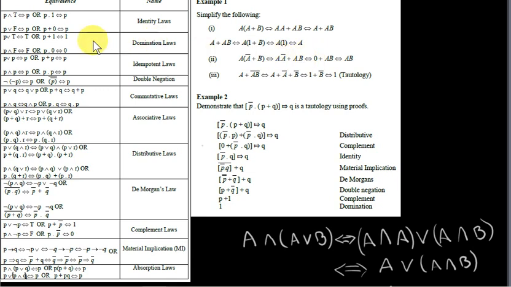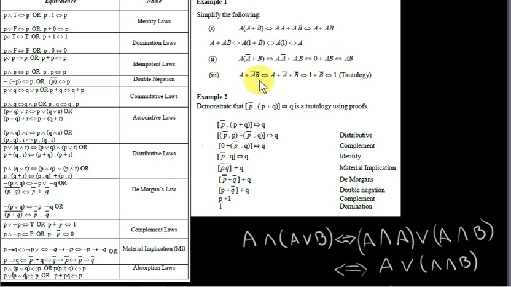Now if we look this up, it's one of the identity laws. P or 0 is equivalent to P. So that's what we're applying here, where P in this case is AB. So AB or 0 is just AB. This just behaves like ordinary algebra. If we add 0 onto a number, we don't change the number.